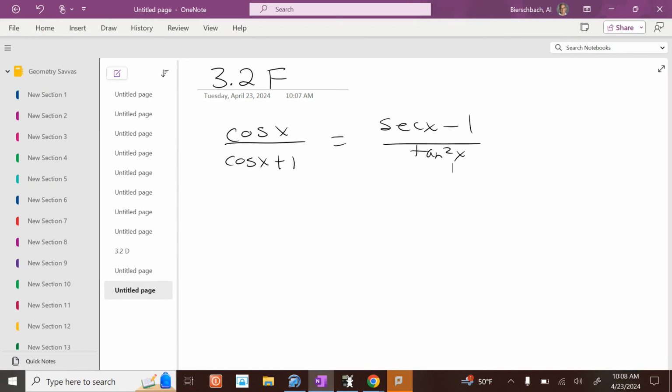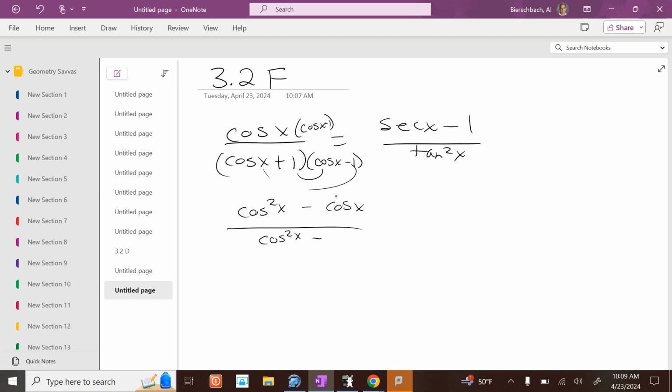This is where I want to be, thinking conjugates. What is the conjugate of cosine of x plus 1? Cosine of x minus 1. So what do we have? Well, we get cosine squared of x minus cosine of x up here. And I get cosine squared of x. Outers and inners are going to cancel, minus 1.